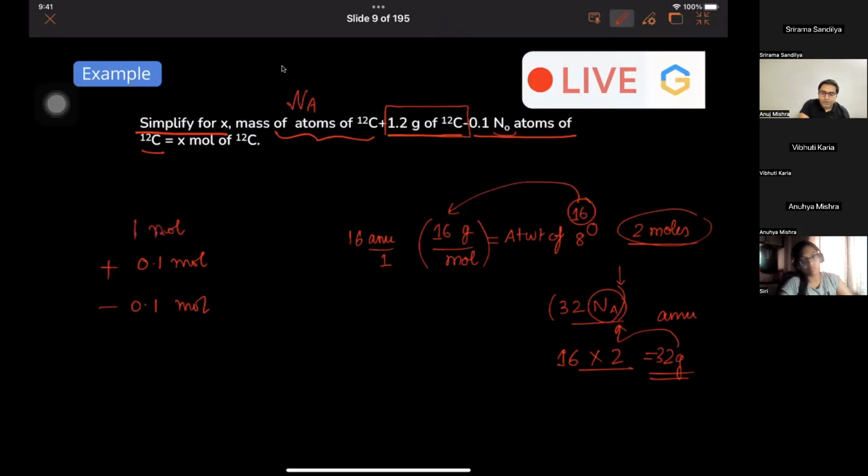Is this question clear? Please raise your hand. If it is fine, type 1 in chat box. Okay, few of you are finding problem in this.